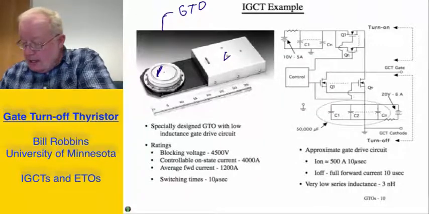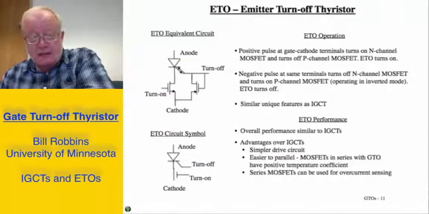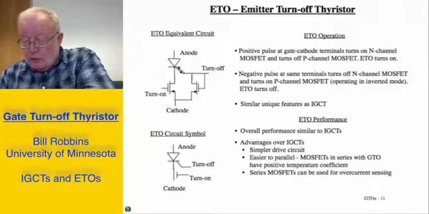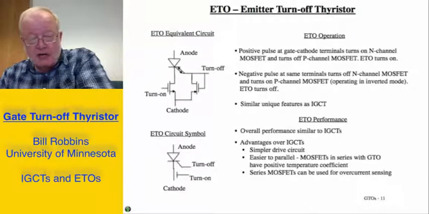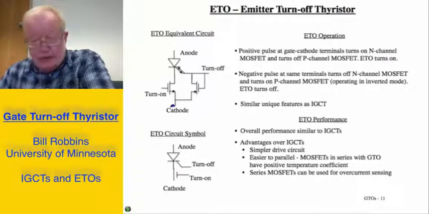The IGCT is similar to the next device I'm talking about, and this one is the emitter turnoff thyristor. Here the basic idea is we will use a GTO and in series with it put a turn-on MOSFET in series with the cathode. In parallel with the gate, I'm going to put a P-channel MOSFET and connect it to what I'm labeling down here as the external cathode.